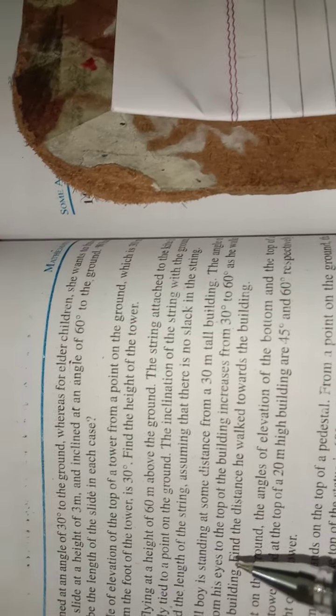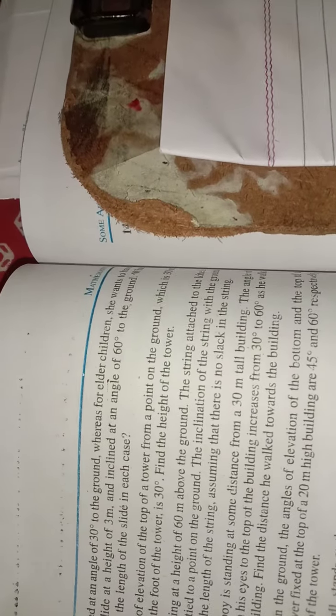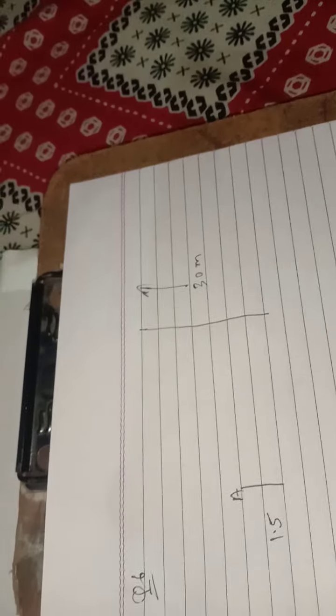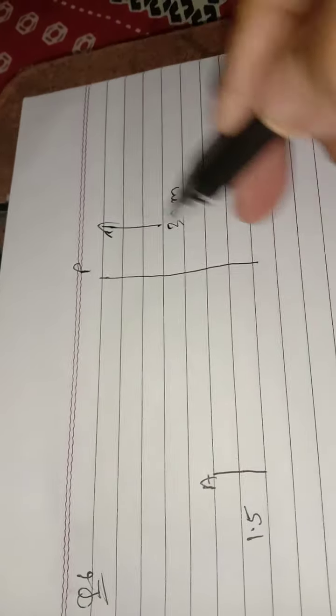A 1.5 meter tall boy is there, so let's represent the boy here. This is the position of the boy A, and he is 1.5 meter tall. Now what is he observing? He is observing a 30 meter high building. The total length of the building is 30 meter. Give the name of the building as PQ.